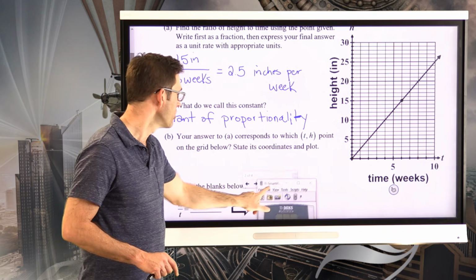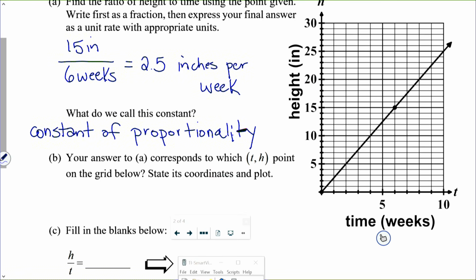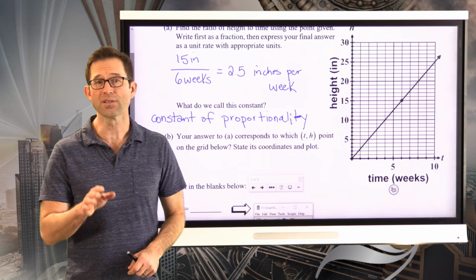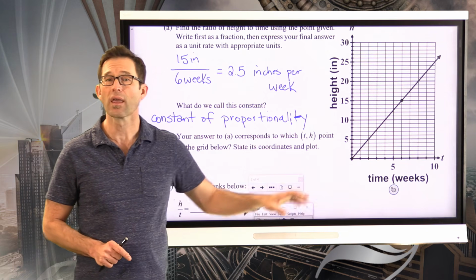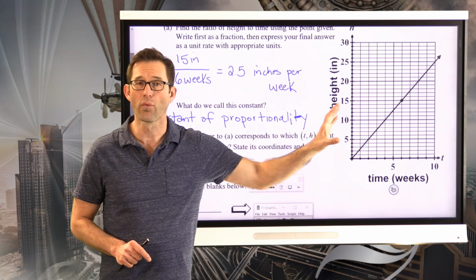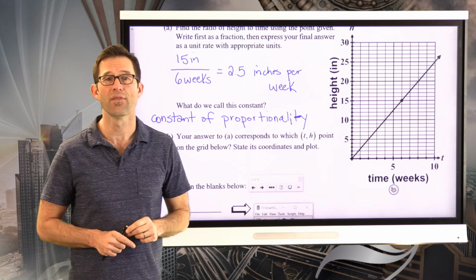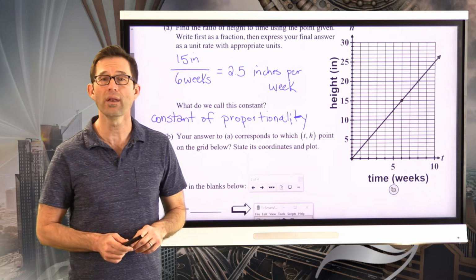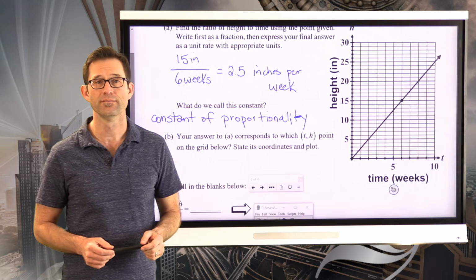Now, letter B, let's take a look at that. Your answer to A corresponds to which t, h point on the grid below, state its coordinates, and plot. So we talked about this a few lessons ago. The unit rate, or the constant of proportionality, can always be seen and read off of the graph. What point shows us that constant of proportionality? Write it down and then try to plot it as best you can on that graph.